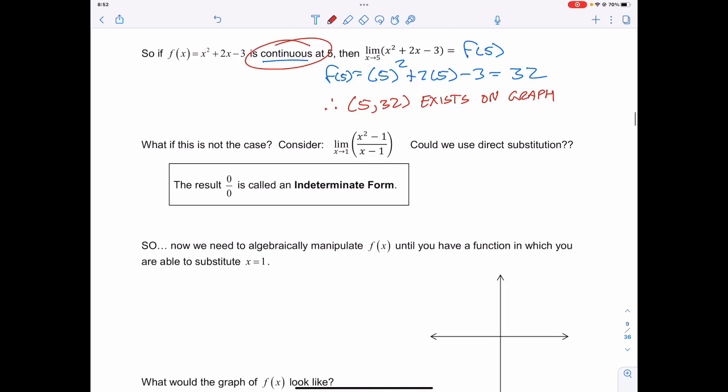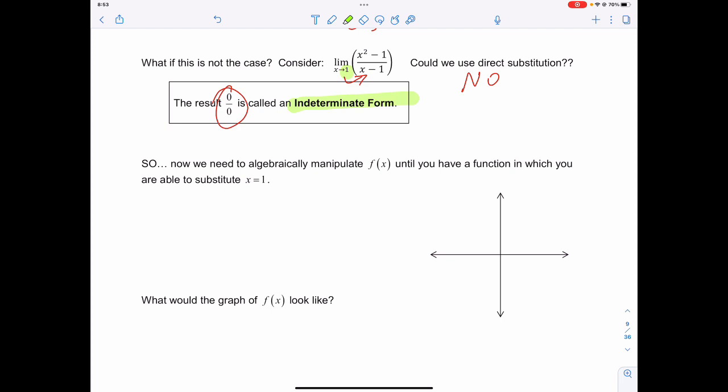What if this doesn't work? What if we had a limit like x squared minus 1 over x minus 1 as x is approaching 1? Can we use direct substitution on this? No. Because when I substitute 1 in for x, I wind up with a denominator of 0 and a numerator of 0. The result is 0 over 0, which we refer to as indeterminate form.